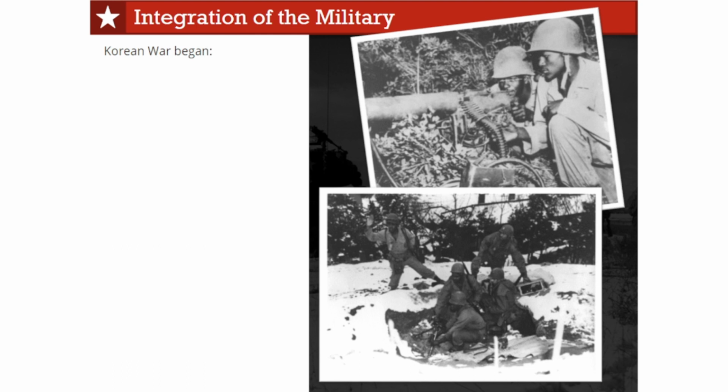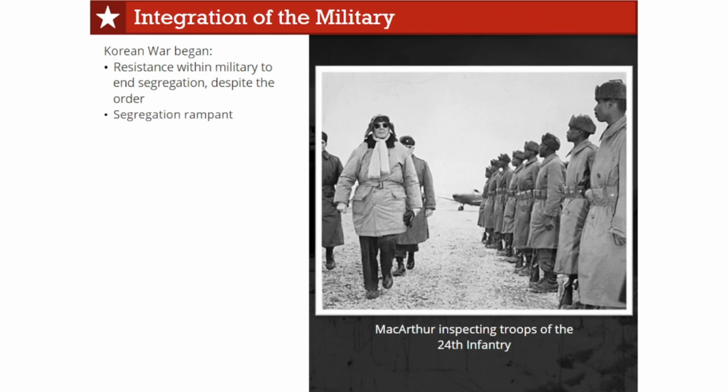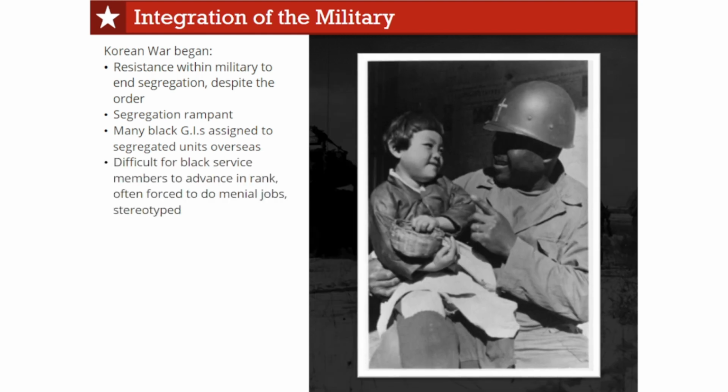Despite Truman's executive order, when the Korean War began, there was resistance to ending segregation within the military. Segregation remained rampant, especially in the Marine Corps and Army, where all black units and in some instances all Puerto Rican units remained the status quo. At the outset of the war, whether or not black troops had trained in mixed-race groups stateside, many black GIs were assigned to segregated units overseas. Additionally, black service members found it difficult to advance in rank, were often forced to do menial jobs, and were frequently stereotyped as cowardly and ineffective.